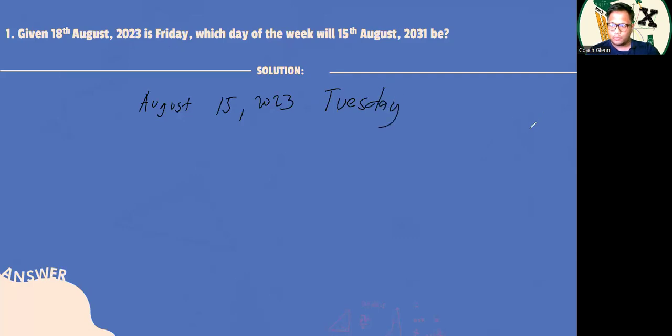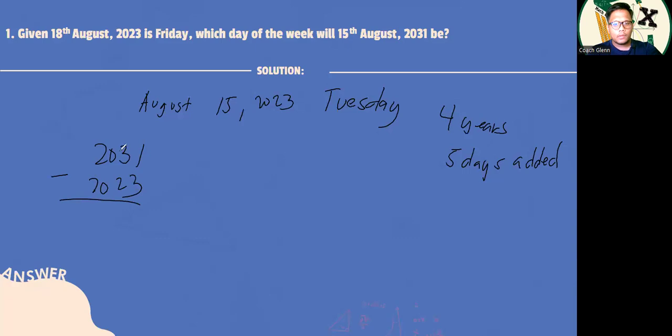Next, as we know, for every leap year, an extra day is added. For every 4 years, there is one leap year, so that would be a total of 5 days added. So the first thing that we want to do here is subtract 2023 from 2031. So this becomes 8 years.